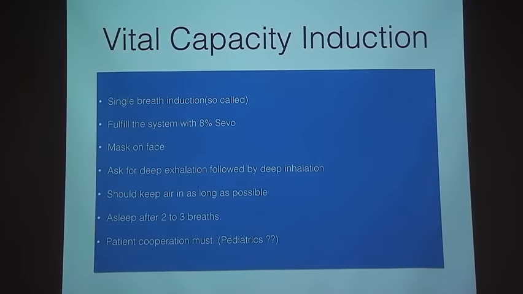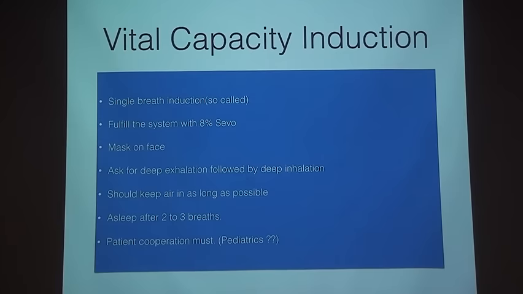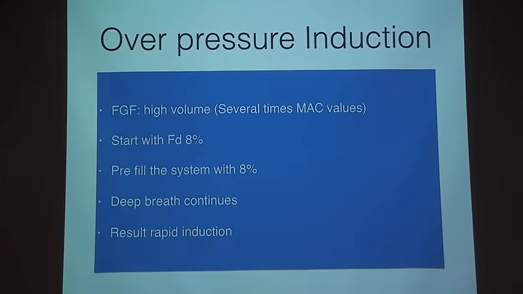Now what is a vital capacity breath? Vital capacity breath is full exhalation and full inspiration, and you hold the breath in full inspiration. That is your vital capacity breath. So full expiration to full inspiration, and you have to hold your breath. Now many times children will not cooperate for this. This may be possible only in, say, adolescents or in a very cooperative child. So essentially many times you are not doing a vital capacity induction. What you would be doing is called an overpressure induction.